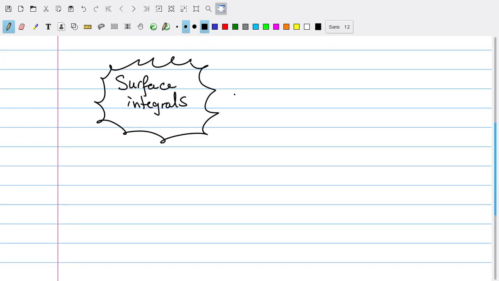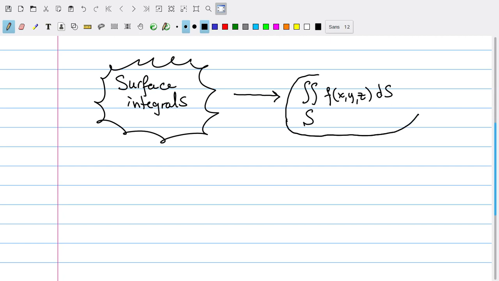In particular, we'll be able to integrate scalar functions over a surface, and since the surface is a two-dimensional object, it'll be some version of a double integral over my surface S of a scalar valued function of x, y, and z, and the differential element here is denoted dS. dS is the area of a local patch of the surface, a differential area element.